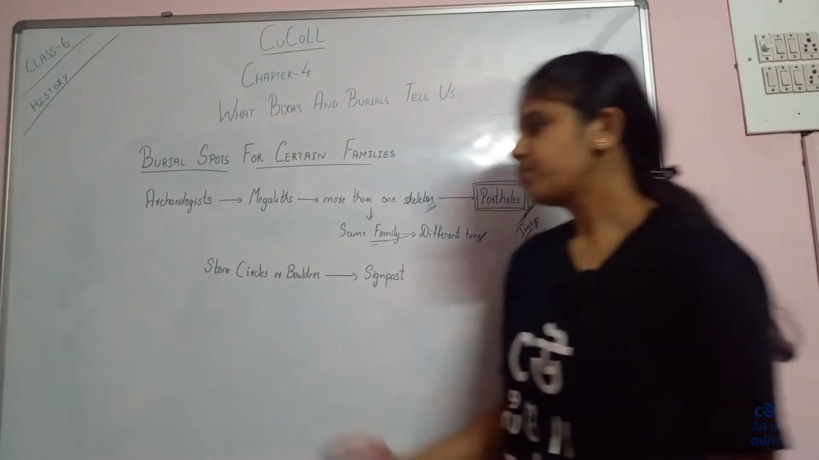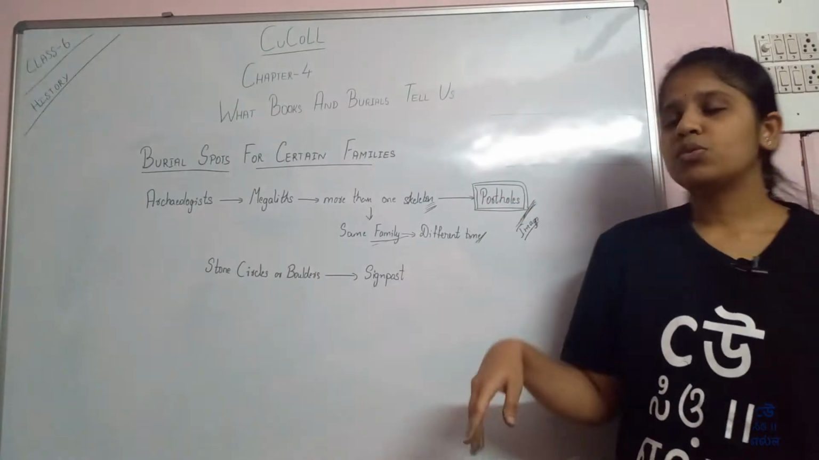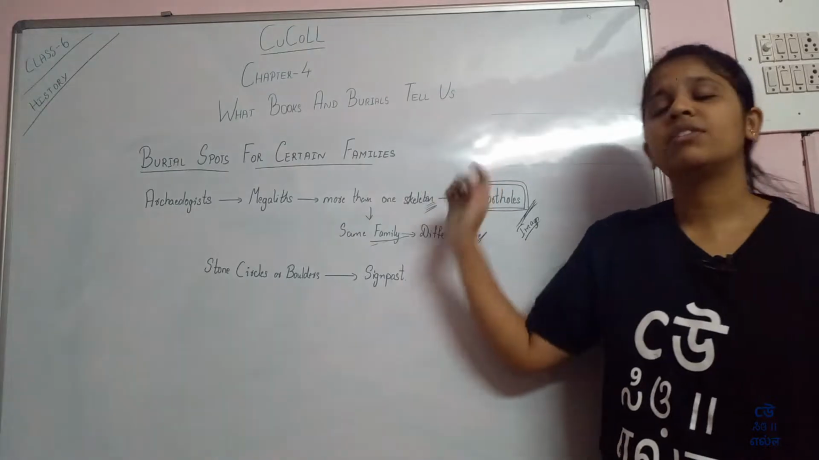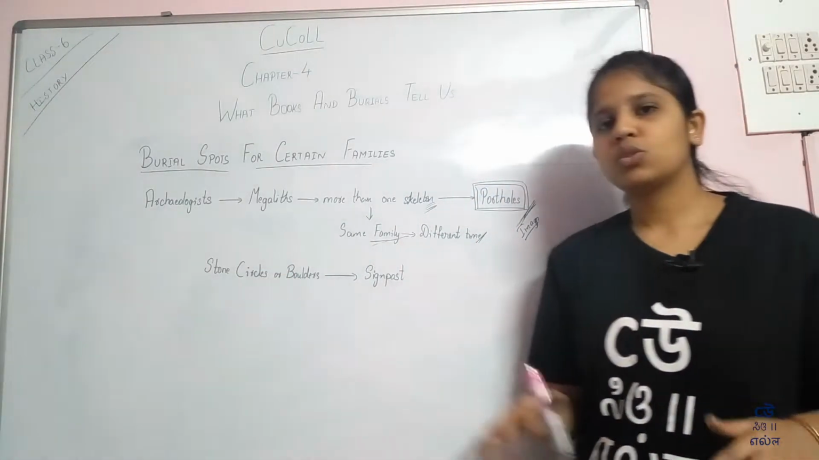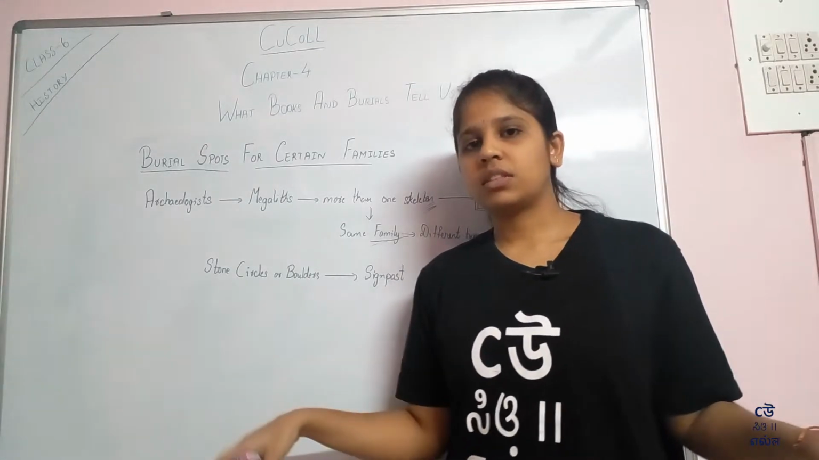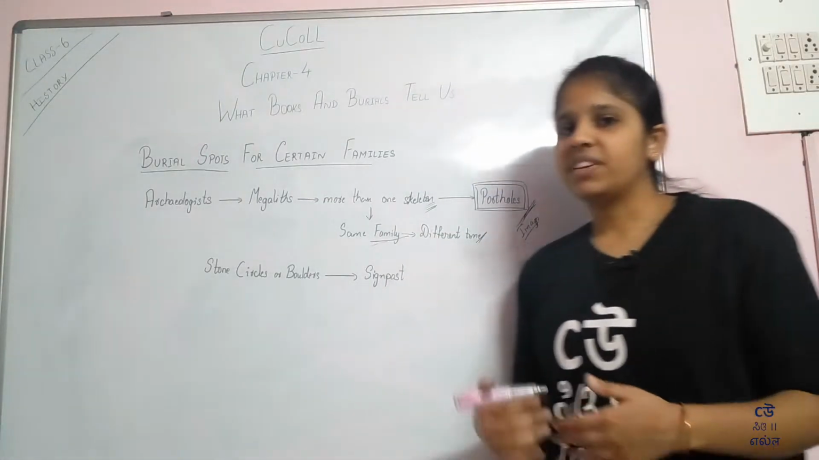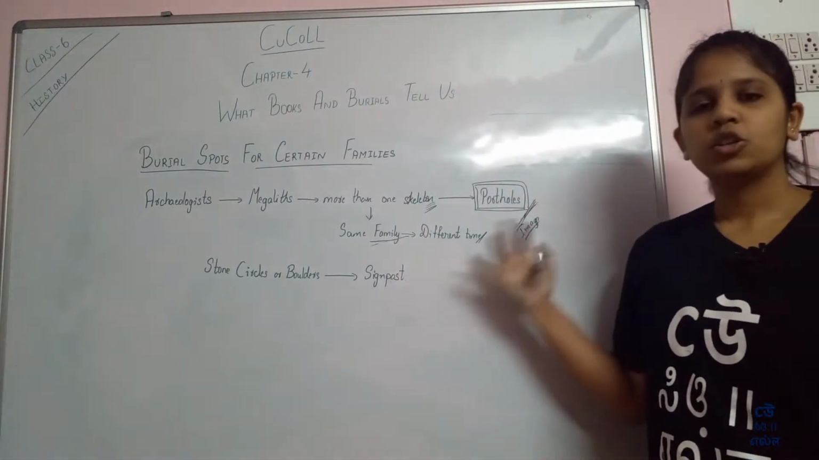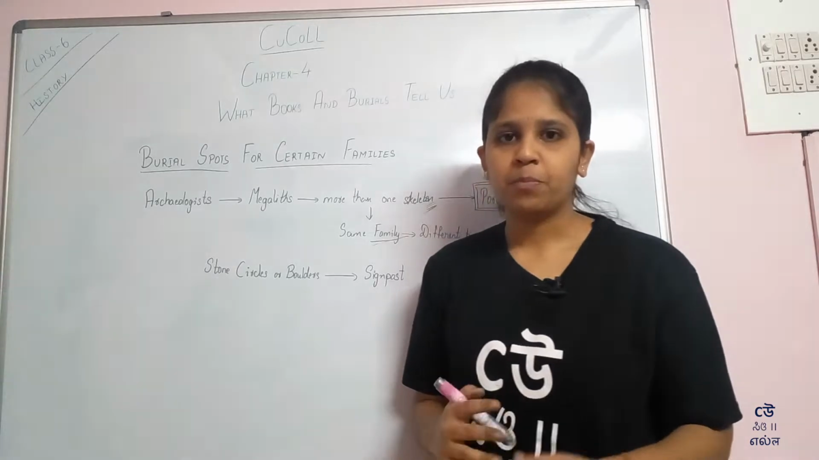Okay, so how did they recognize these burial spots meant for certain families? They arranged these stones or stone boulders in a circle or different shape, by which they could recognize that it was the burial spot meant for that particular family.